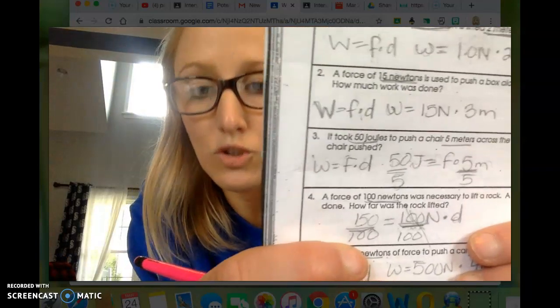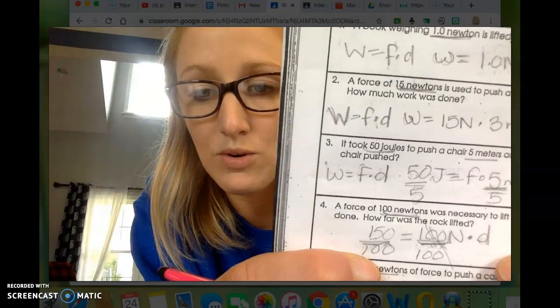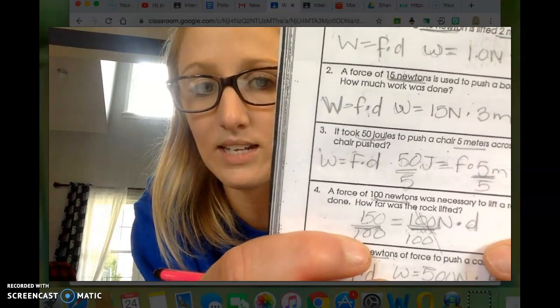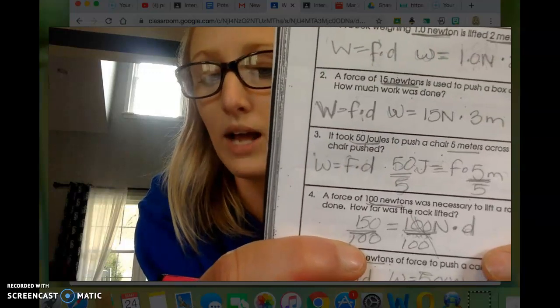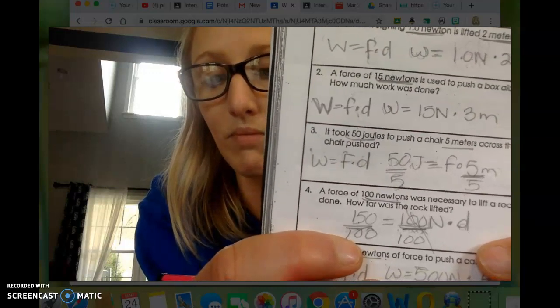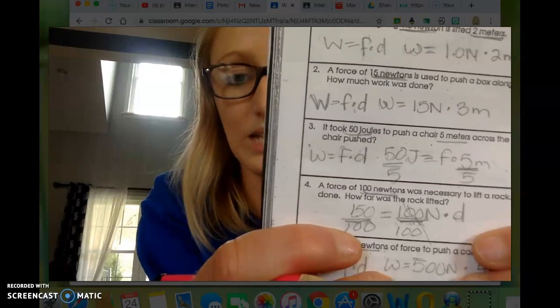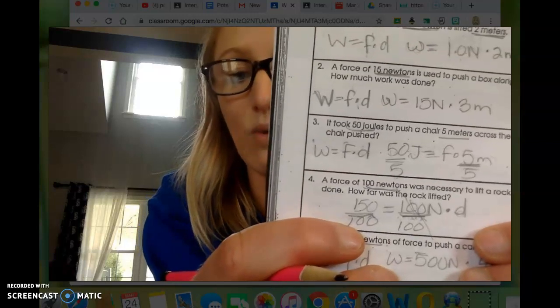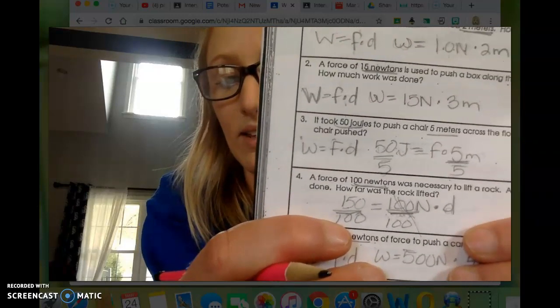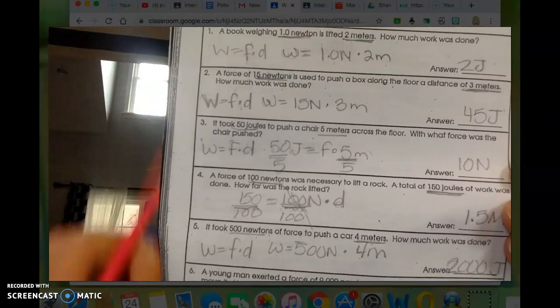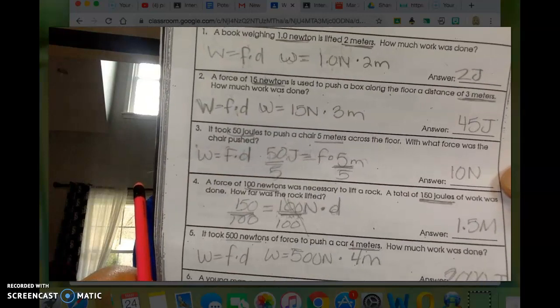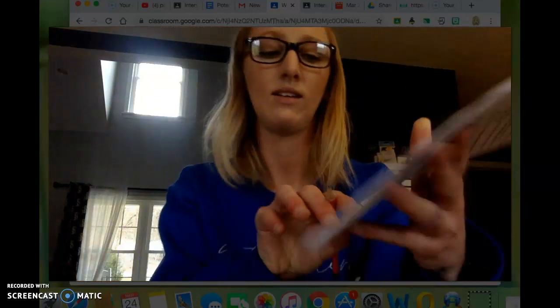So we know our joules and we know our newtons. We're trying to find our distance. So we have to get that D by itself. We're going to divide by 100 on both sides. The 100s cancel out because it equals 1. And then we have 150 divided by 100, and you should get 1.5 meters because we're looking for the distance.